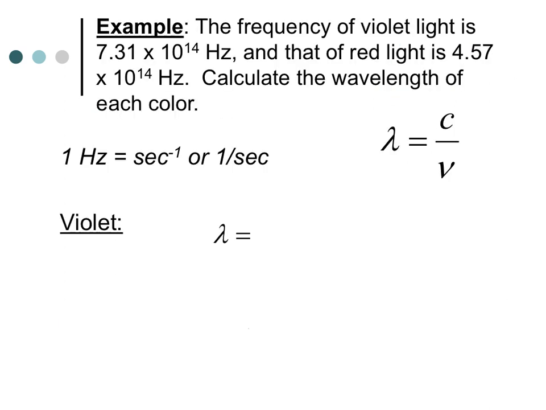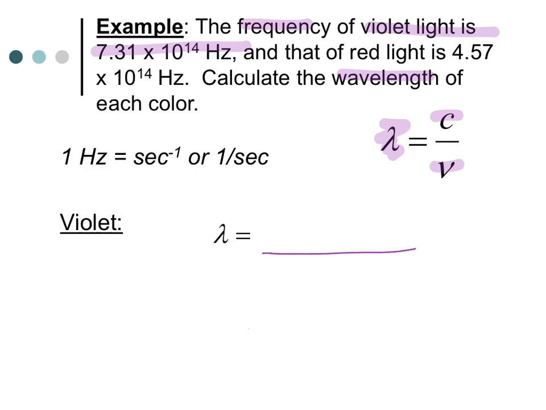Let's try a calculation. In this problem, it gives us the frequency of the violet light, and it also gives us the frequency of the red light. But we're going to calculate both. We're going to separate them. So let's first focus on the violet light. Now I want to calculate the wavelength. So the wavelength would be the lambda, and I'm going to plug in my constant speed of light and the frequency that's given in the problem.